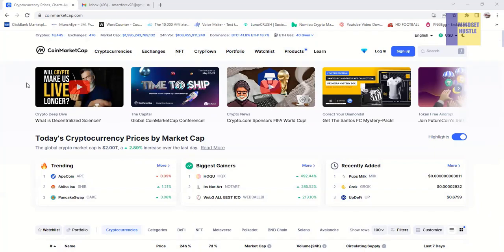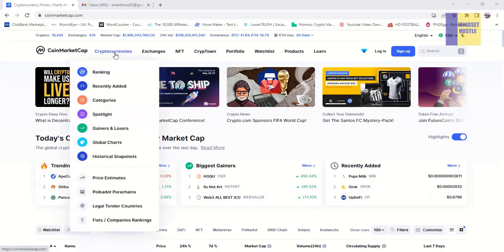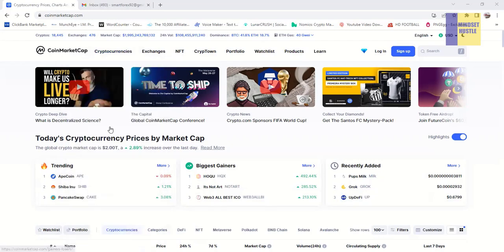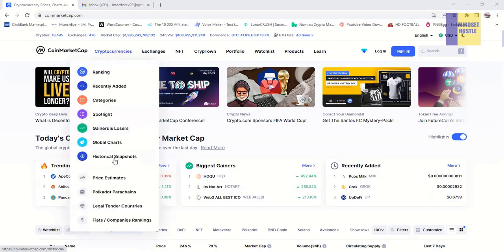Now, when it comes to CoinMarketCap, we have the various menus at the top here. We have the cryptocurrency menu. If you come here, you can categorize coins by ranking, recently added, categories, spotlight, gainers and losers, global chart, historic snapshots, price estimations, and so on and so forth.